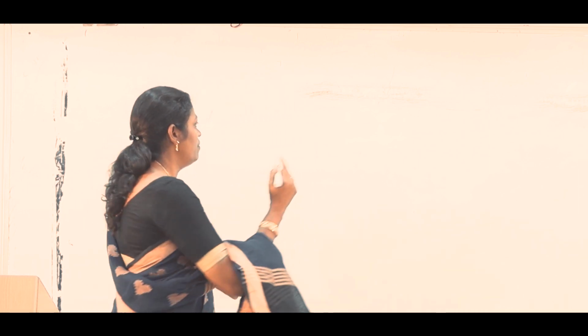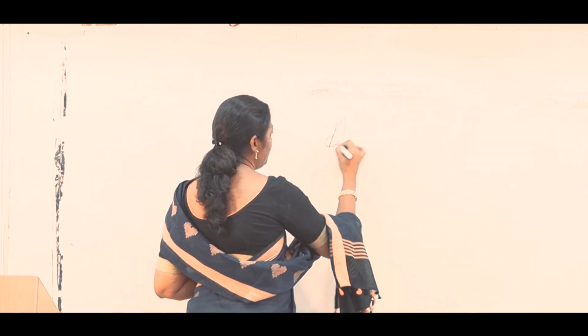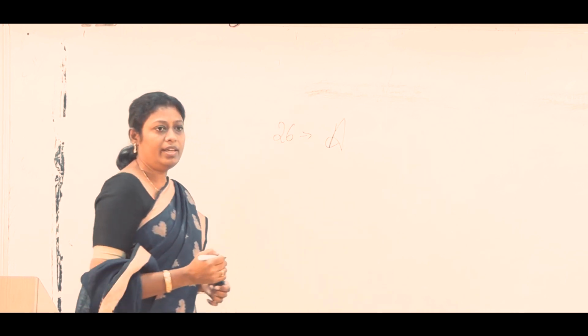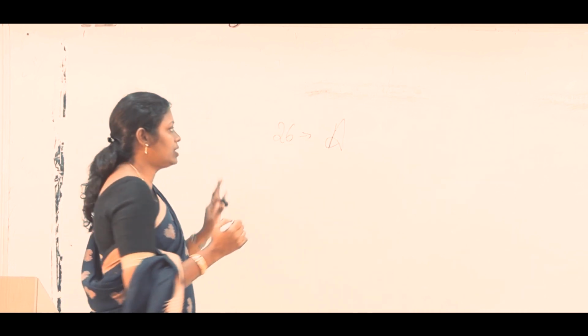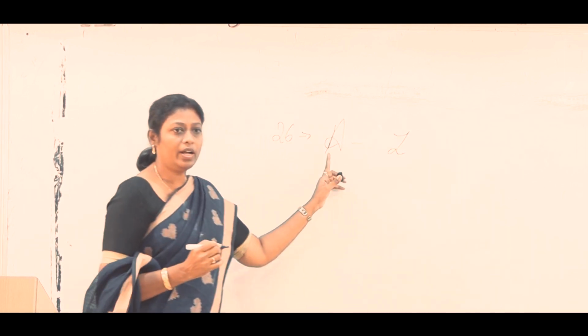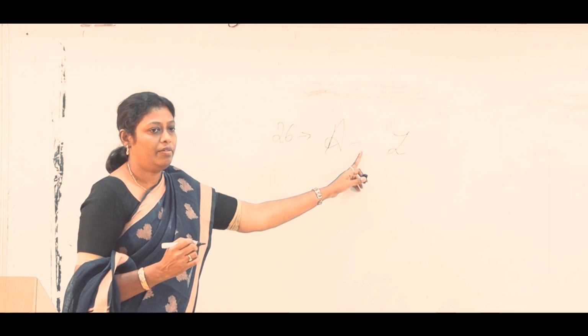Okay, so we all know that when we look at different languages, they all have alphabets. The basic is what? Alphabets. When we come to English, how many alphabets do we have? We have 26 alphabets. So in this 26, what do we say, guys? From A to Z. Okay, A to Z.